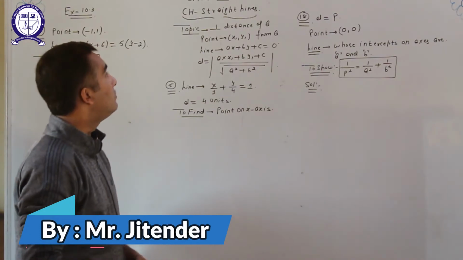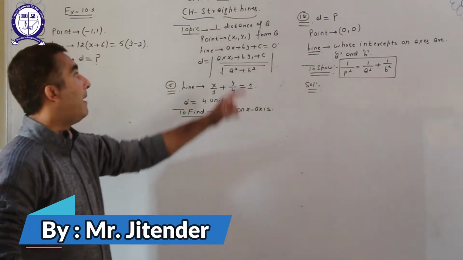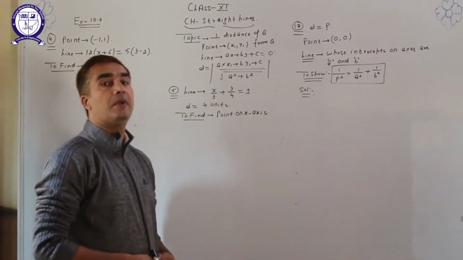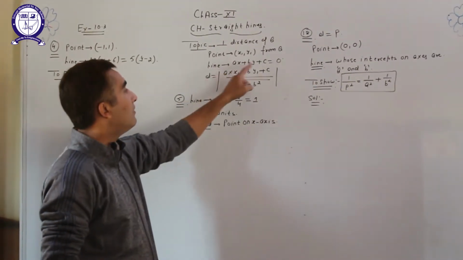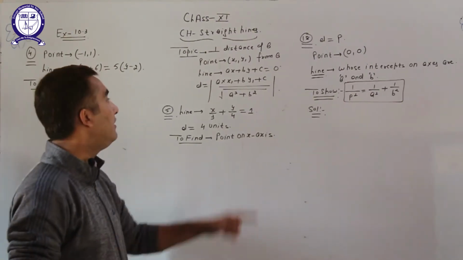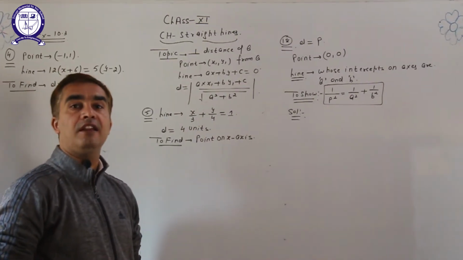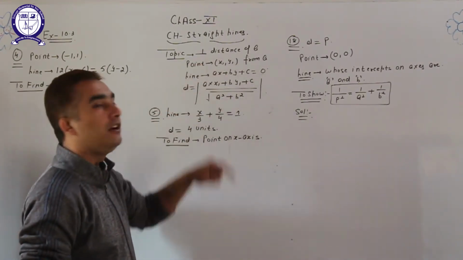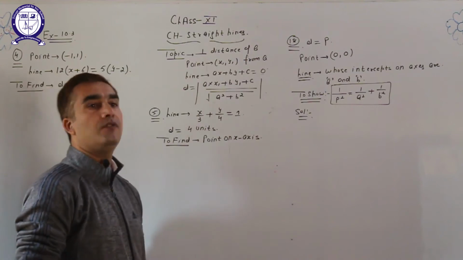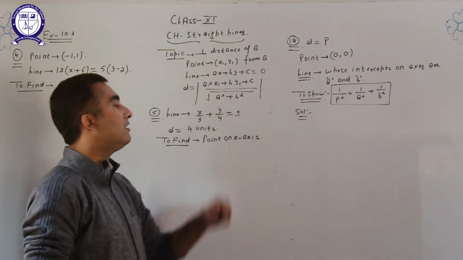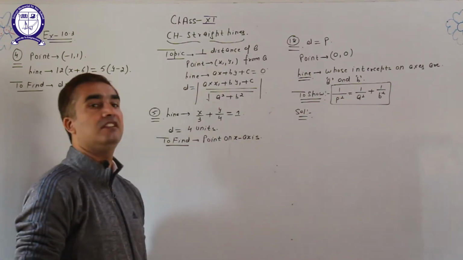Today our topic is chapter straight line and topic is perpendicular distance of a point. Point is your x1, y1 from a line whose general equation is available to us, ax plus by plus c is equal to 0. Then distance will be, put point in equation, that is x1, y1, it becomes a into x1 plus b into y1 plus c upon under root coefficient with x, that is a square, plus coefficient with y, that is b square.